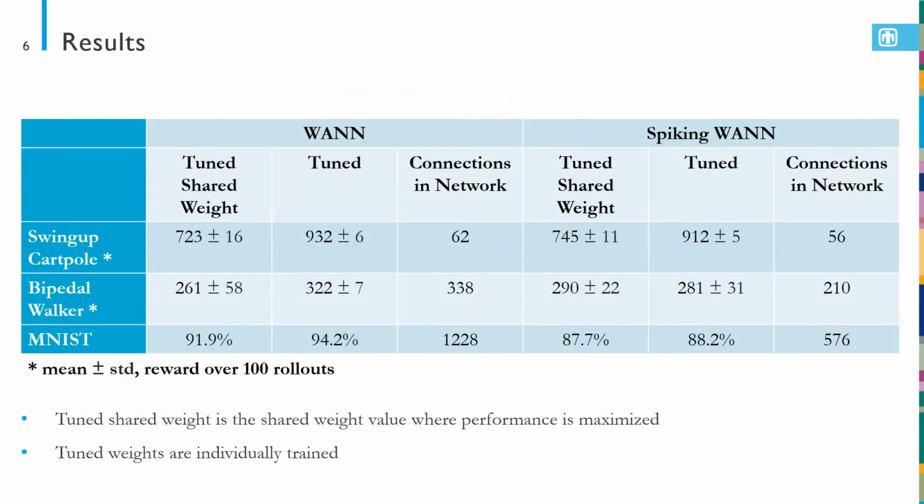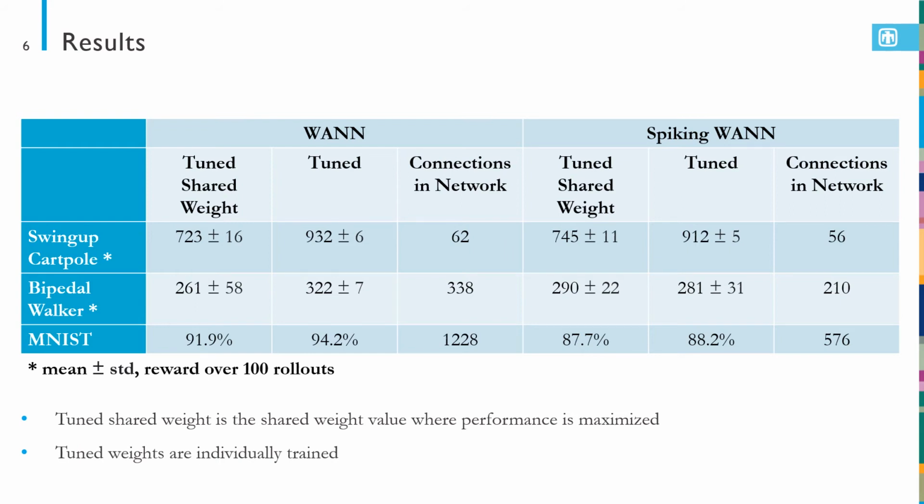As for results, we measured several tasks on both the WAN and spiking WANs. The tuned shared weight is the single best shared weight value for the resultant topology, which can be seen in the first column of the WAN and spiking WAN sections. The tuned weights are when a population-based method is used to individually fine-tune the weights, seen in the second columns.